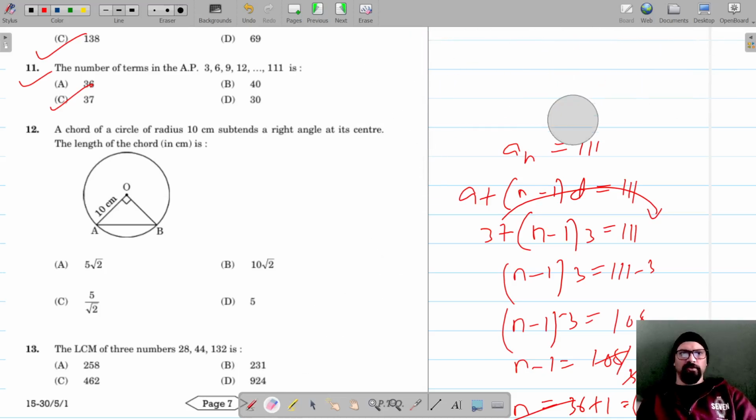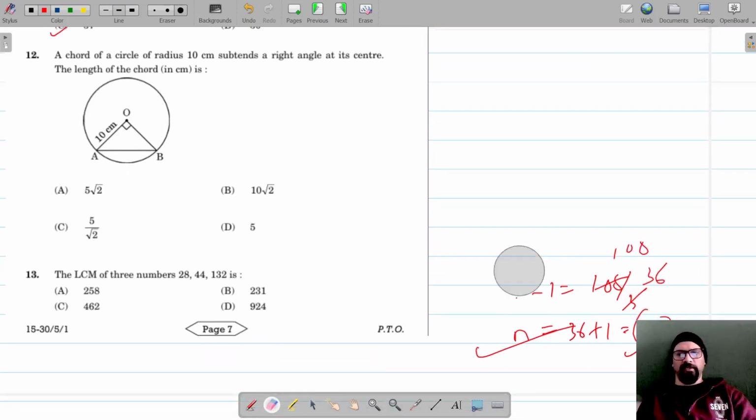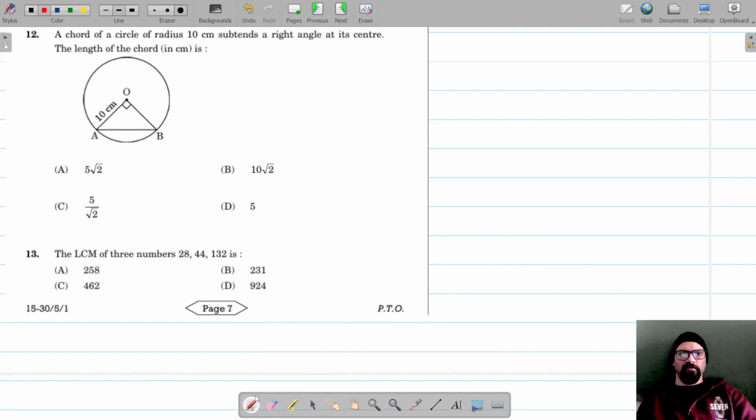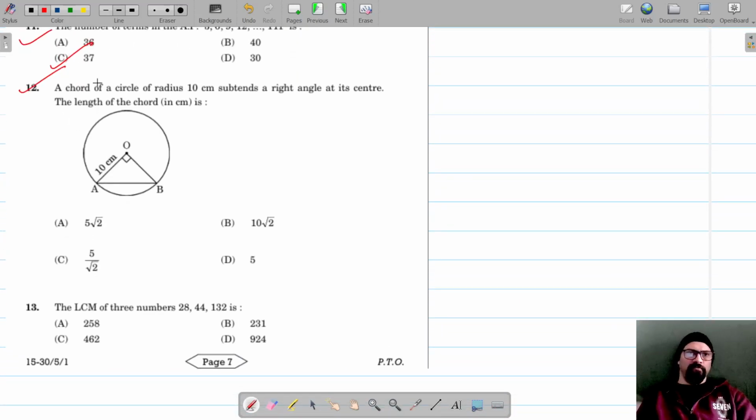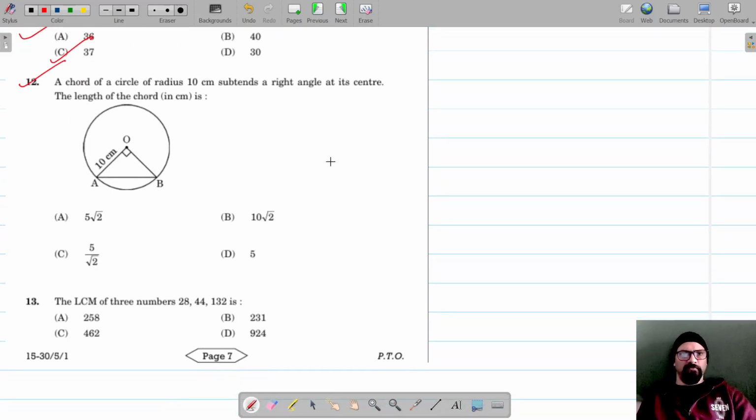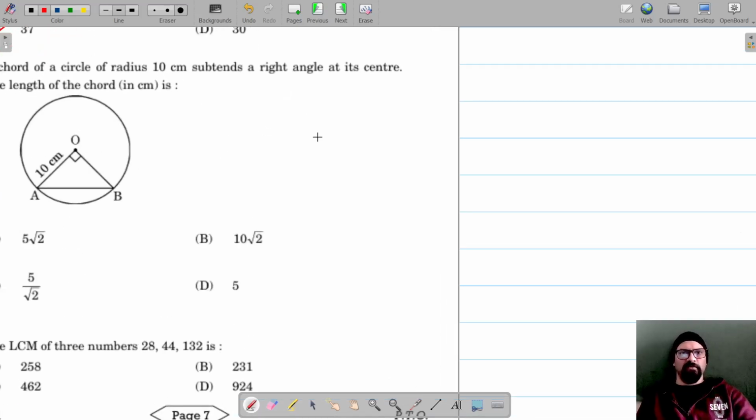And for question number 12, we have to find the length of the chord. A chord of a circle of radius 10 centimeters subtends an angle of right angle at the center. We have to find the length of the chord.